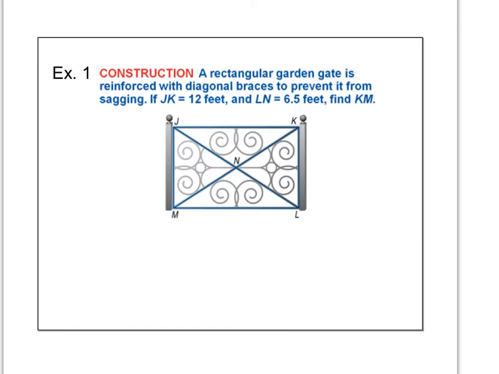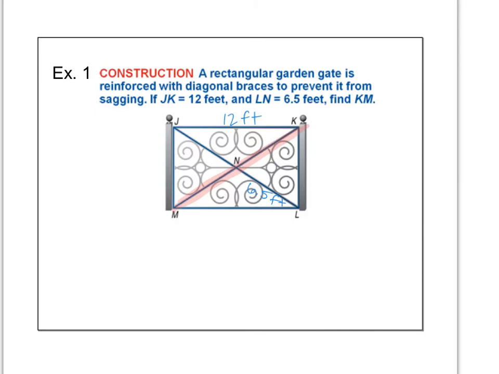Here's a quick one, number 1. A rectangular garden gate is reinforced with diagonal braces to prevent it from sagging. If JK is 12 feet, so let's label that, from J to K is 12 feet, and from L to N is 6.5 feet, so this part down here is 6.5 feet, find KM. So I'm going to highlight this. KM is this bar right here, this brace. We want to figure out how long that is.